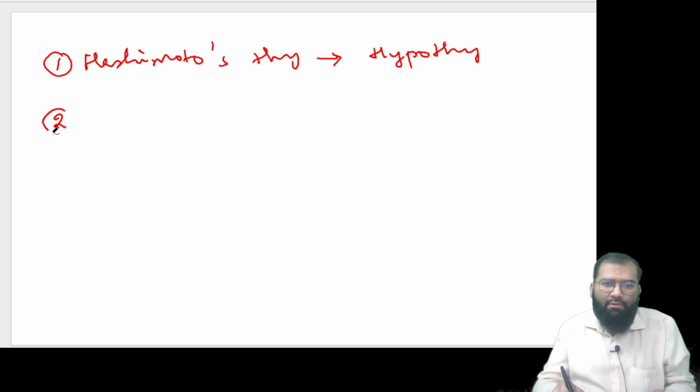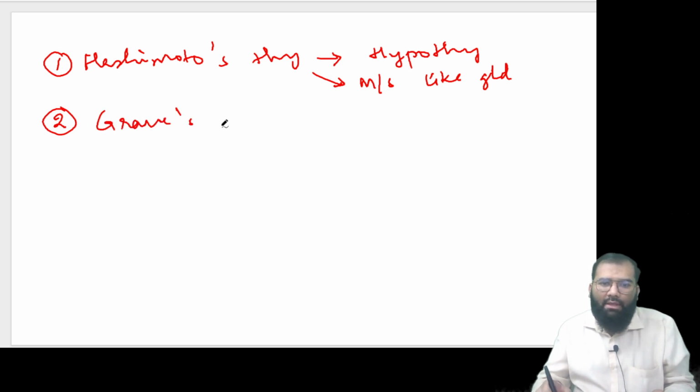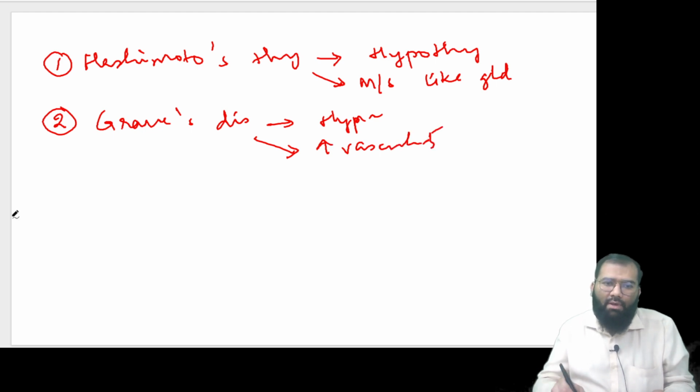What are the findings? Same. So you see a muzzle-like gland. In acute phase, there is increased vascularity. Okay. Now, the second important we have seen is the Graves' disease. In case of Graves' disease, again there are stimulatory antibodies, TSH-like. So there is hyperthyroidism with ocular findings, and here again the gland is increased in size with increased vascularity.